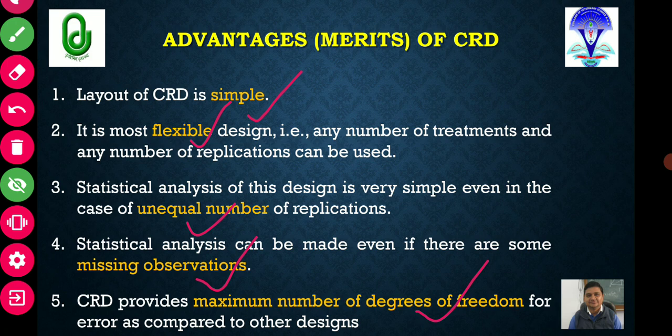Why does CRD provide the maximum degrees of freedom? Because there is only one restriction, and that restriction is the number of treatments. If there is only one factor that you want to know, that is treatment, then you will get the maximum degrees of freedom in comparison to other designs. When we discuss another design, you will realize how CRD is giving the maximum degrees of freedom.